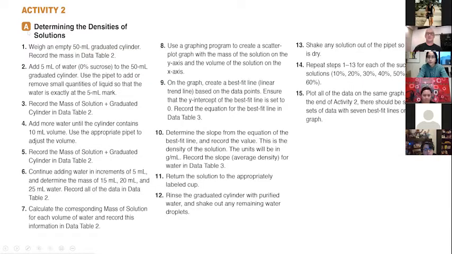So you want to make sure that it gets to room temperature. So this is how we're going to make the different solutions. How we're going to determine the densities, we're going to start with water. Water we're going to treat as our 0% sucrose. Why? Because it doesn't have any sucrose in it.